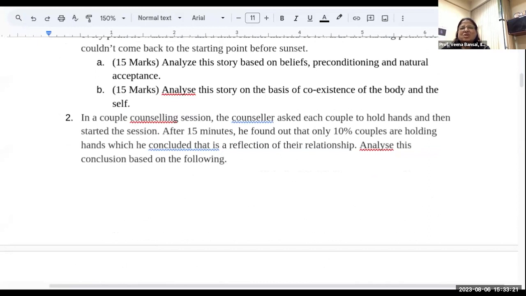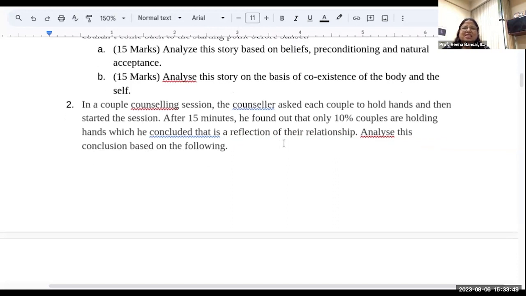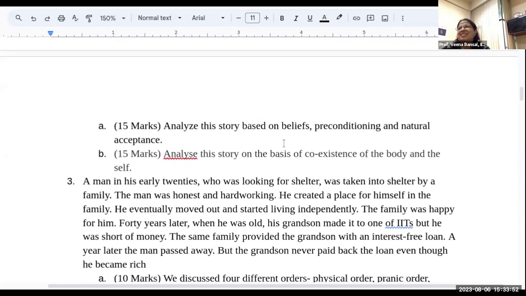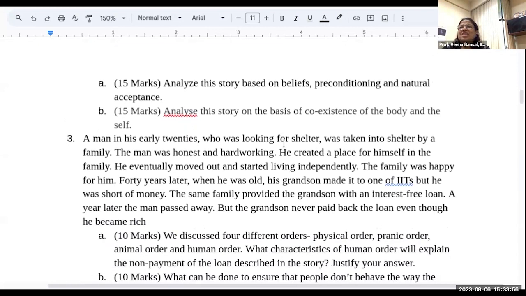There was another question where there was a couple session, and this story somebody narrated to me. The counselor asked each couple to hold hands and then start the session. After 15 minutes, he found that only 10% of couples were holding hands. And he concluded that people who are not holding hands, their relationship is not good. Through this question, the students are supposed to understand the feeling and expression of feeling, and separate the two, the body and the self. One involves the body and the other one does not. So also one cannot be replaced by the other. This is one of the preconditionings that we live with: expression is equal to feeling. This is how the question was.